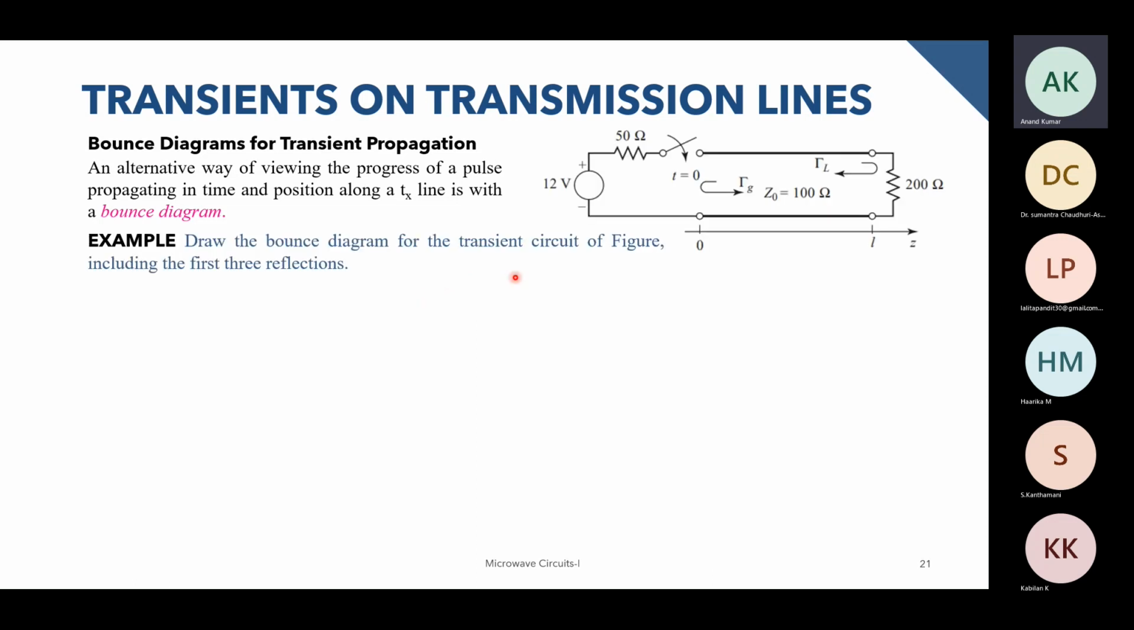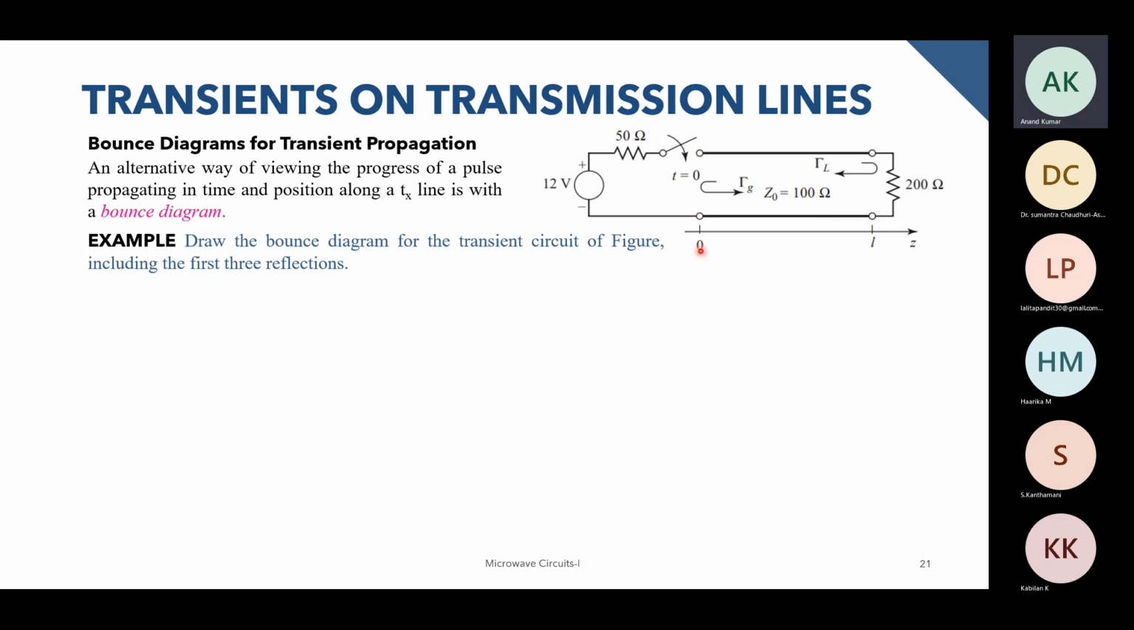Let's use this example to learn to draw a bounce diagram. Here is the circuit for which we have to draw the bounce diagram. The switch over here is turned on at t equal to 0, and we have a source of 12 volts. The source resistance is 50 ohms, the load resistance is 200 ohms, and the characteristic impedance is 100 ohms. We have denoted the reflection coefficient at the generator as gamma G, and the reflection coefficient at the load as gamma L.